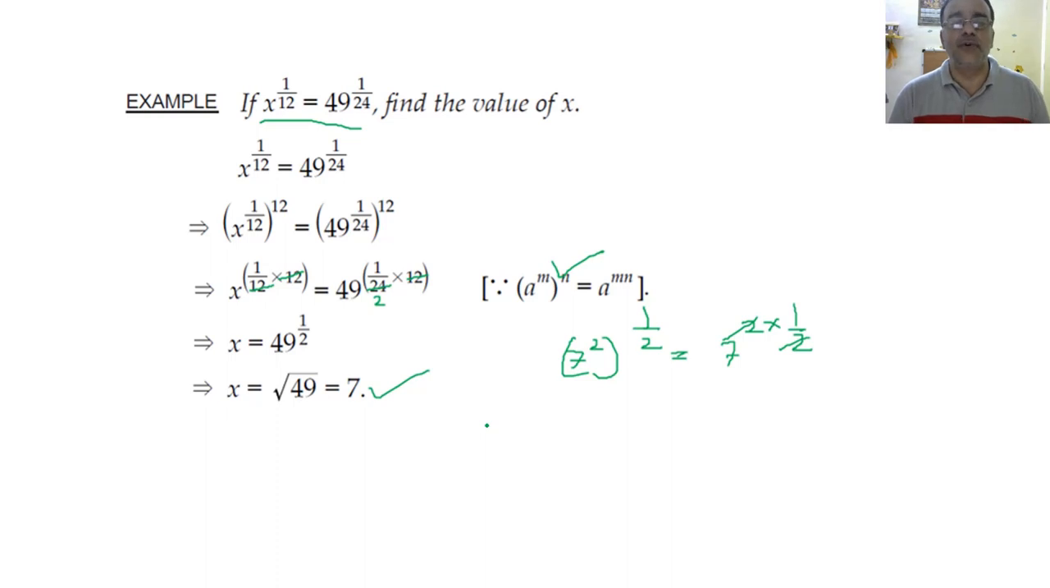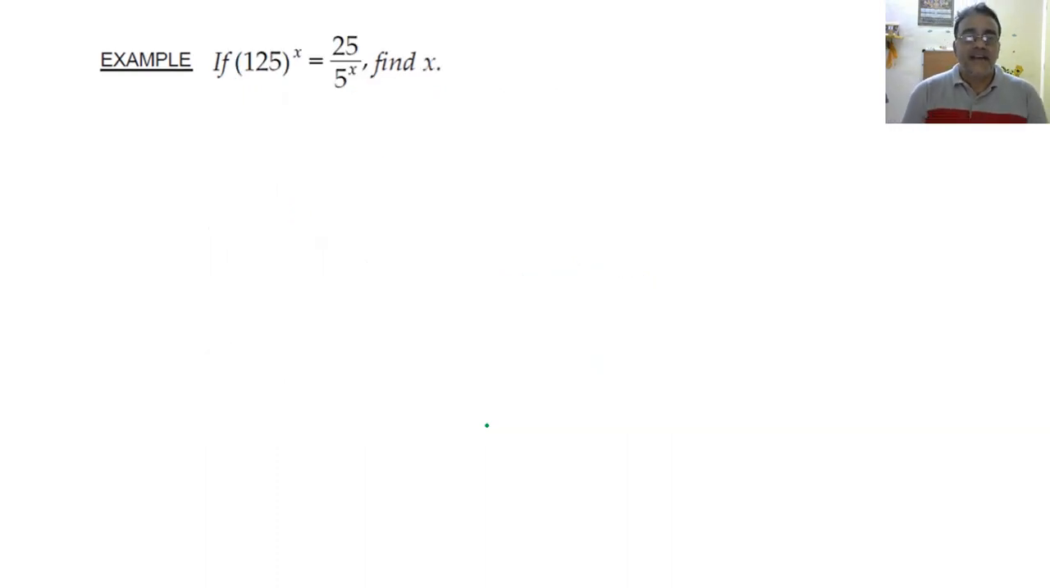Now let us see one more question. If 125 to the power x is equal to 25 by 5 to the power x, find the value of x. So how will you do this question? Here the power of x is given. The power is x on the left hand side, and on the right hand side the denominator also has power x. How will you do this question?